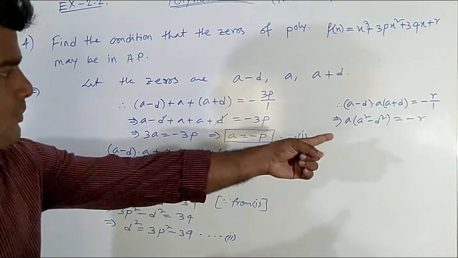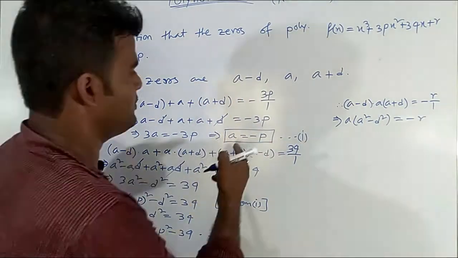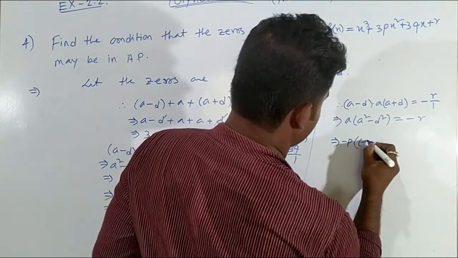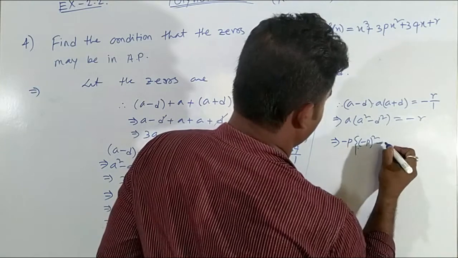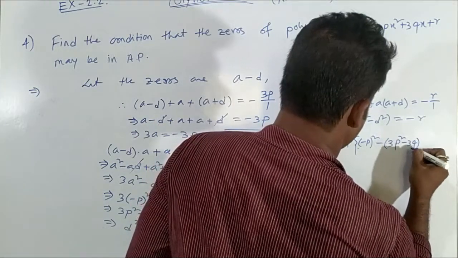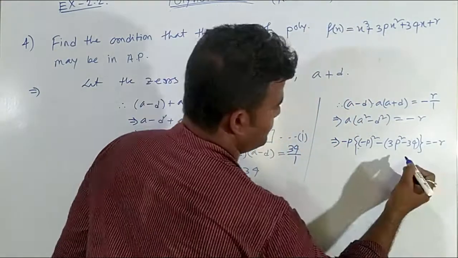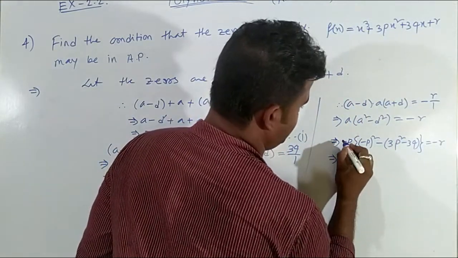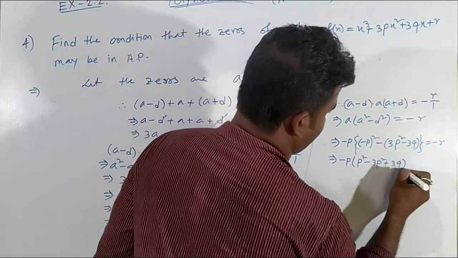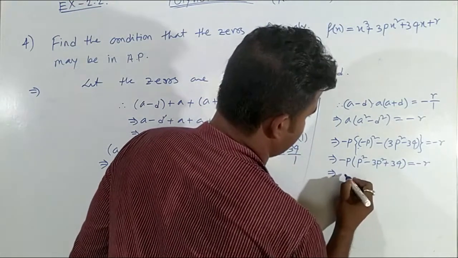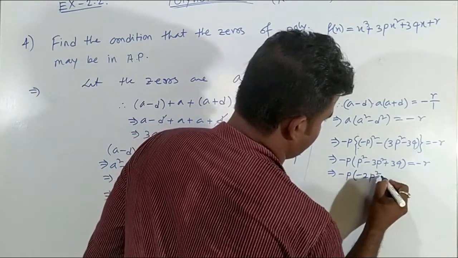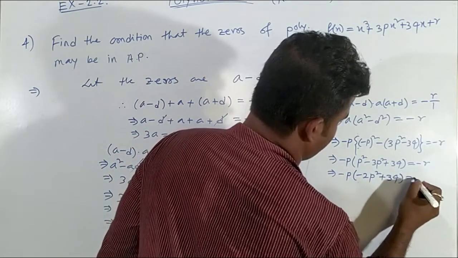Now put the value of d square and a square from 1 and 2. We get this is minus p, and this is minus p square minus 3p square minus 3q is equals to minus r. That's it, from 1 and 2. Now minus p square minus 3p square plus 3q is equals to minus r. Now this is equals to minus p of minus 2p square plus 3q equals to minus r.